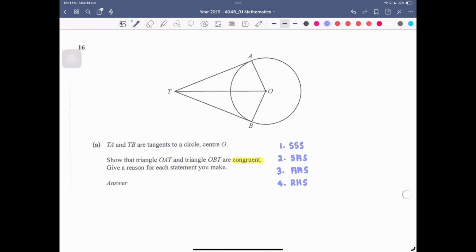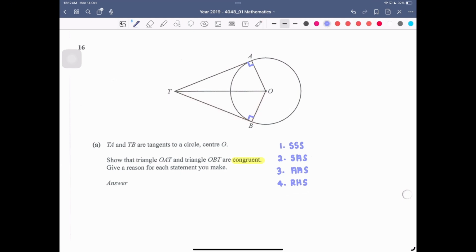If you look at this question, the one that we are most likely to use, I would think of first, because we have a tangent and we have the radius, so we already know there's a right angle. Anything related to the right angle, I will think of the 4th test. I know this is a right angle and this is a right angle because this is the radius and this is the tangent.